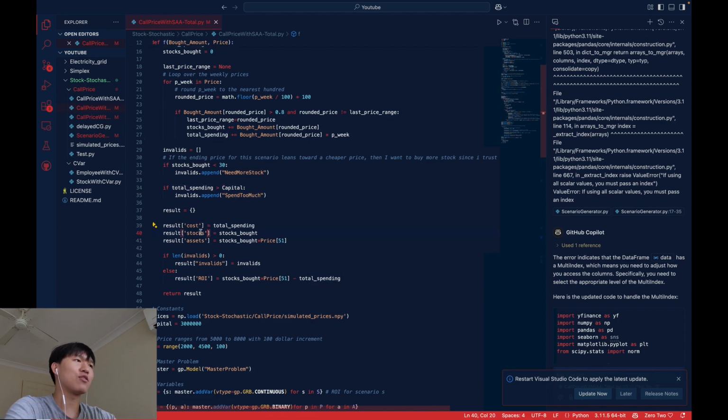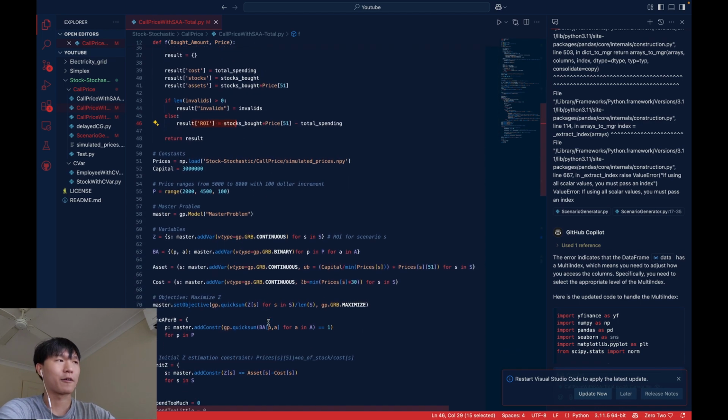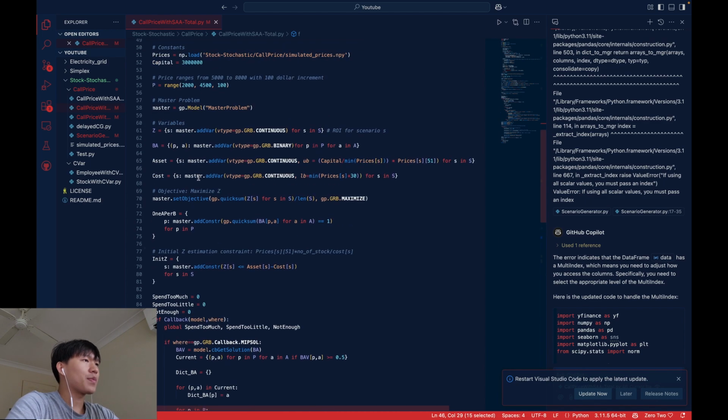And then our dictionary result is going to have the total cost, the total stock we bought, the total asset we have, and then we're going to set invalids to be whatever is inside invalid, which would be need more stock, spend too much, or none of them. And then we also need to set our ROI.